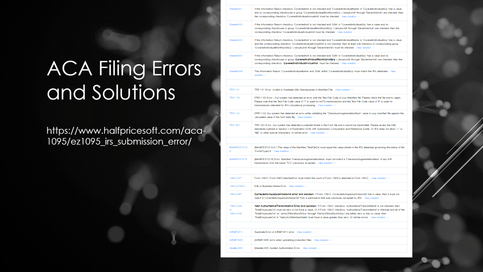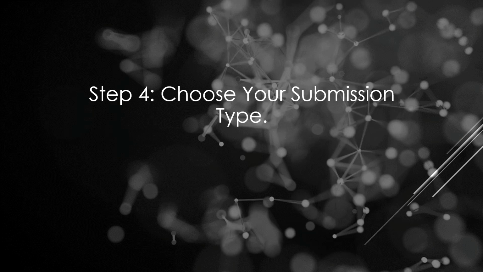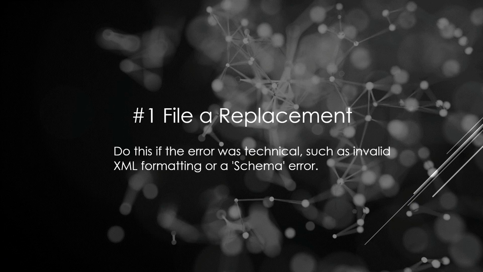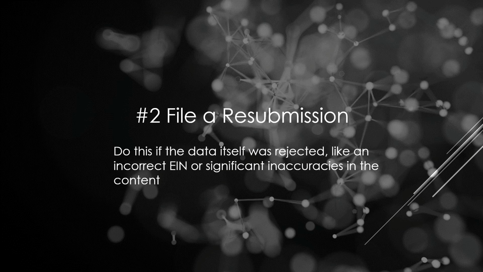Step 4. Choose your submission type. Depending on the rejection, you will file one of 2 ways. File a replacement. Do this if the error was technical, such as invalid XML formatting or a schema error. File a resubmission. Do this if the data itself was rejected, like an incorrect EIN or significant inaccuracies in the content.